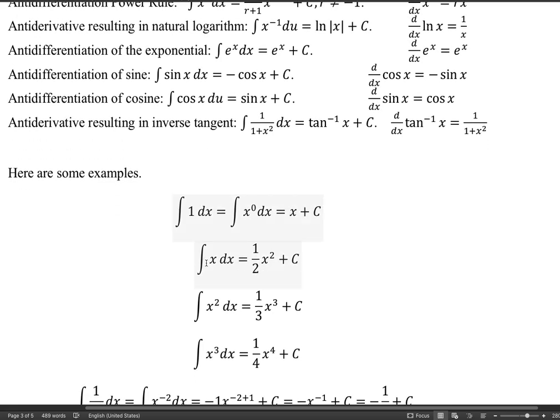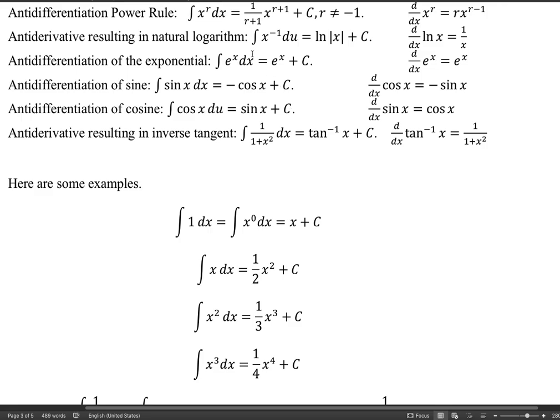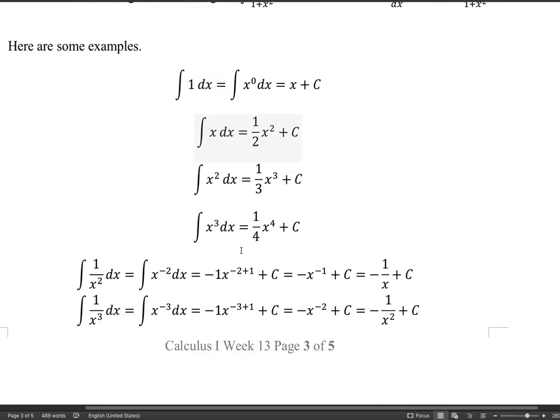Then antiderivative of x, this is x to the power 1, using the anti-differentiation formula. Increase the power by 1, that's 2. The reciprocal of the new power, that's 1/2. Antiderivative of x squared, increase the power by 1, that's x cubed. The reciprocal, that's 1/3. Similarly, x to the 3.